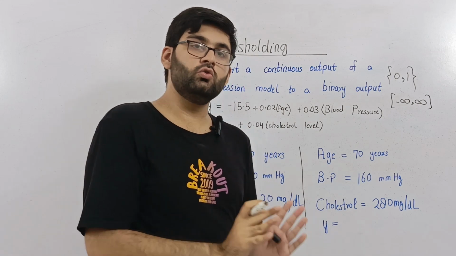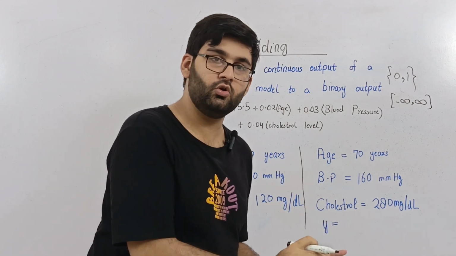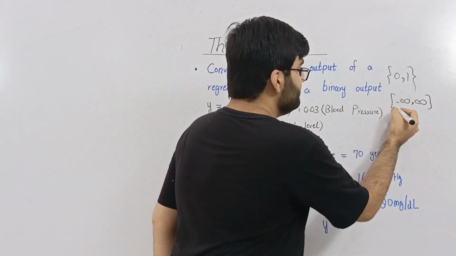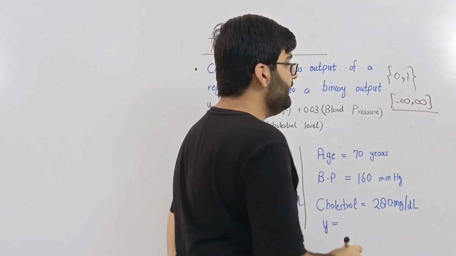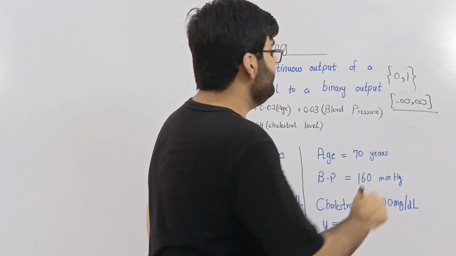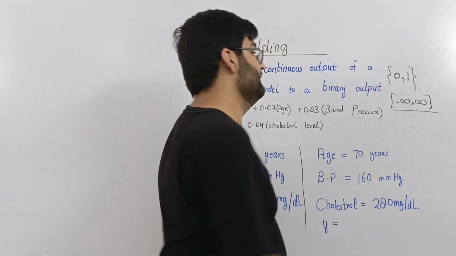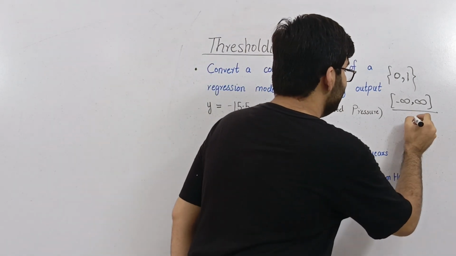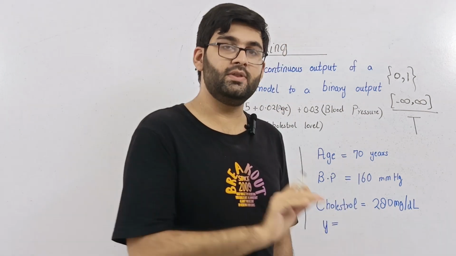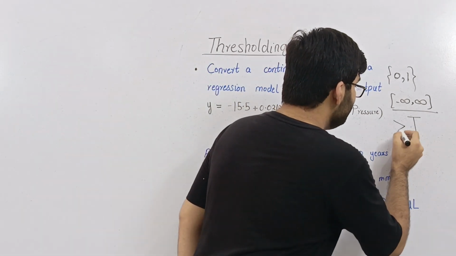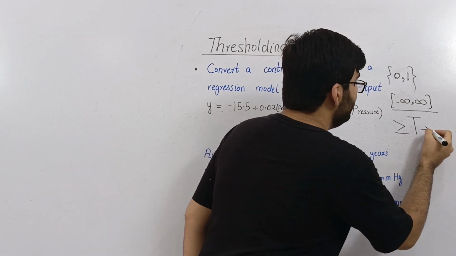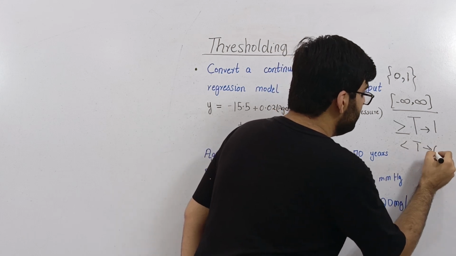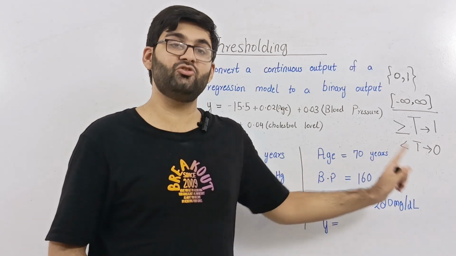So we want to convert the continuous output of the regression model into a binary output. That is, the output of the regression model is in this range, and we want to convert it into a value that is 0 or that is 1. One way to do that is to choose a threshold value. Let's call that t. Now, if the output of the regression model is greater than or equal to t, we can map it to a 1. And if that is smaller than t, then we can map it to a 0. t is called the threshold.